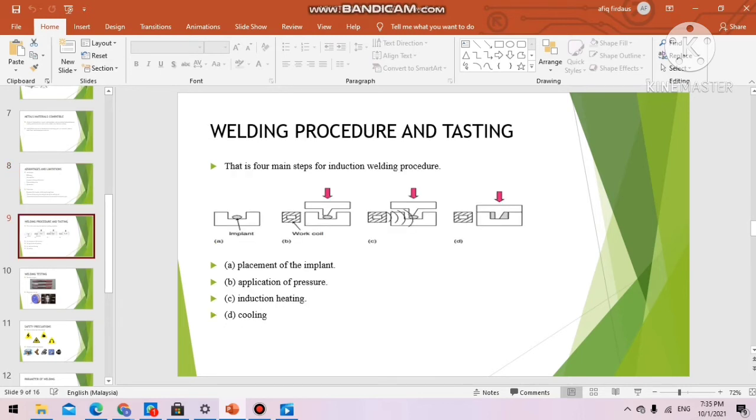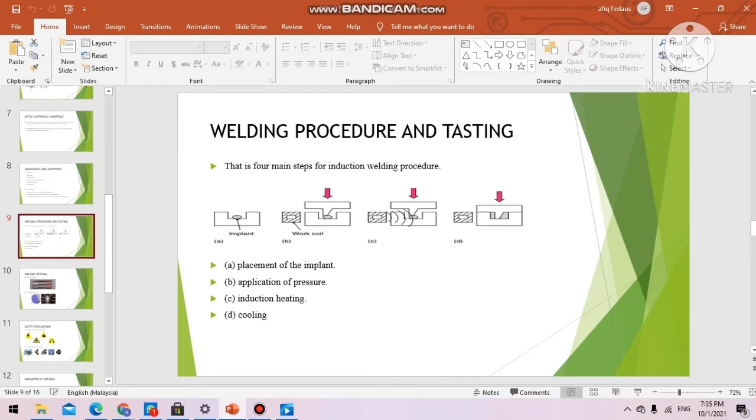For the welding procedure and testing, the first step is placement of the implant. Implants are available in a variety of forms, such as sheet, extruded profile, injection molded part, tape, and strand, depending on the size and shape of the part to be welded. Depending on the position of the work coil, they can be placed by hand or using an automatic device, along the connection line.